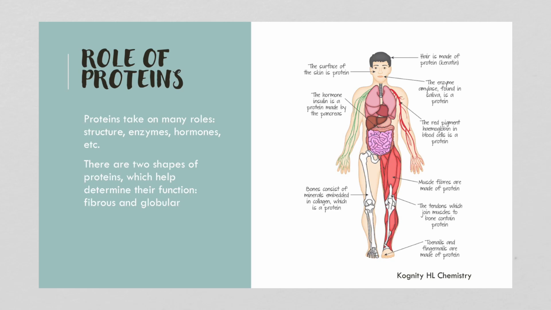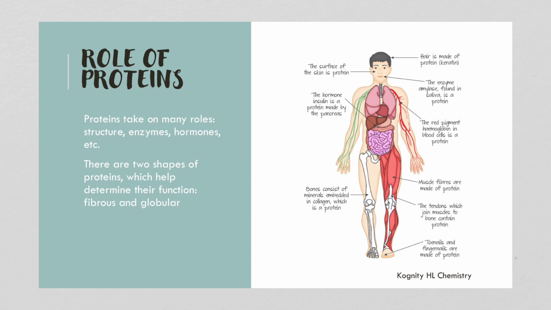So proteins have a lot of different roles. They can provide structure. They can act as enzymes, so biological catalysts. Hormones can be proteins, and there's many other things. This diagram highlights some of them. Again, the surface of our skin is made of protein, so it can perform a structural role. Our hair is made of protein. Insulin is a hormone.